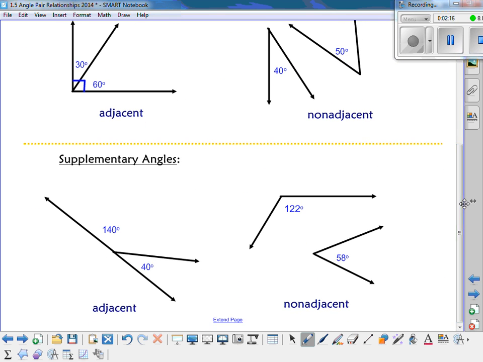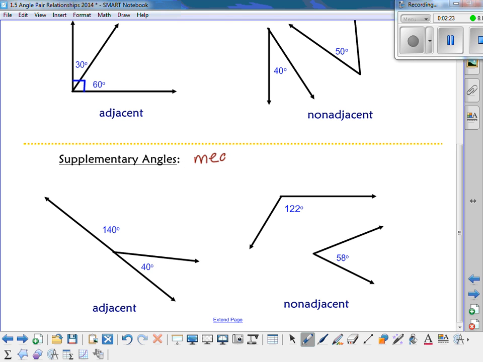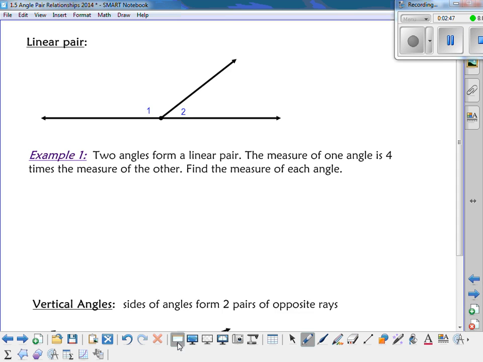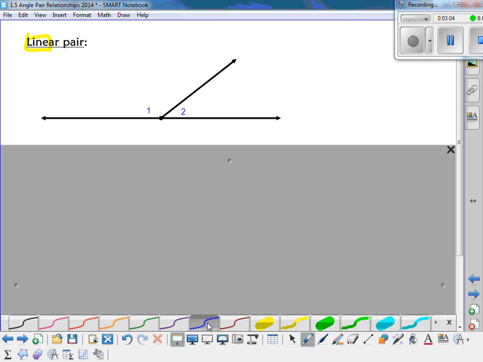Supplementary angles are angles whose measures add up to 180 degrees. And again, they can be adjacent, sharing a side and a vertex, or they can be non-adjacent. So supplementary angles add up to 180 degrees. Another angle relationship that we have is a linear pair. If you look at the word linear, you see the word line inside of there. A linear pair is adjacent angles that form a line.